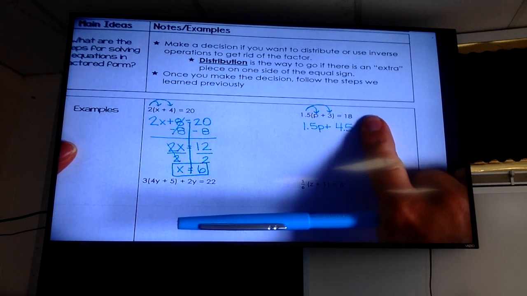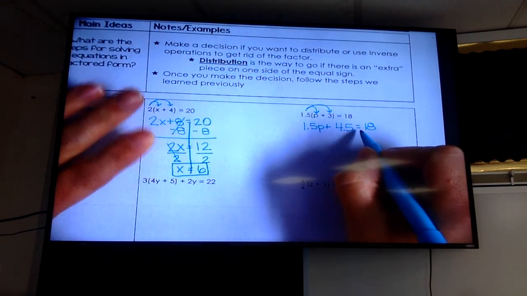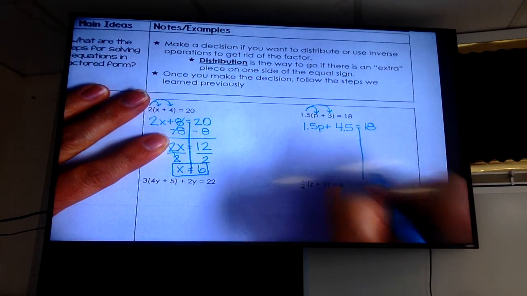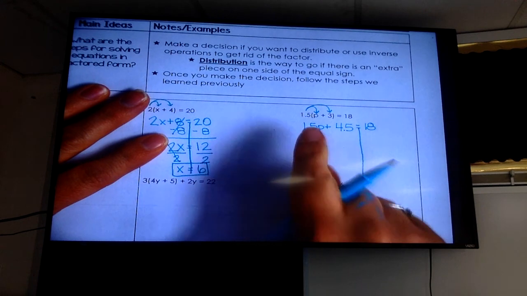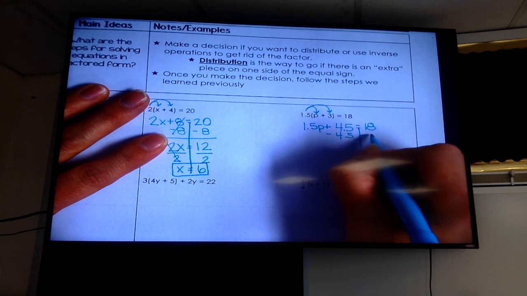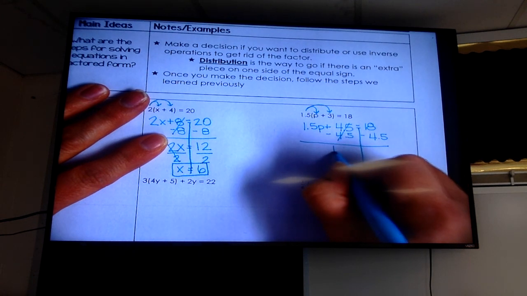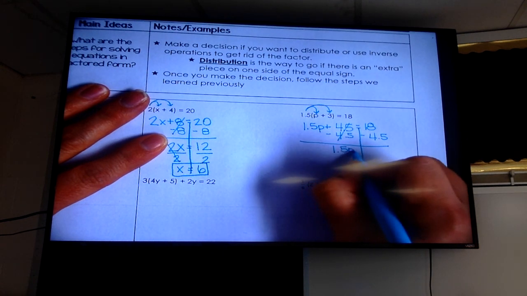Anything here? Nope, nothing there. Anything here? No, it's just the 18. So I'm going to drop my line and solve. Work away from the variable first. So I'm going to subtract 4.5. When I do that, over here I'm left with 1.5p.